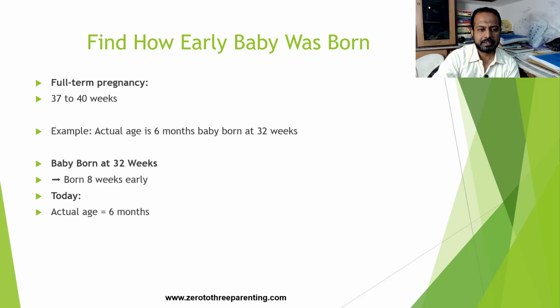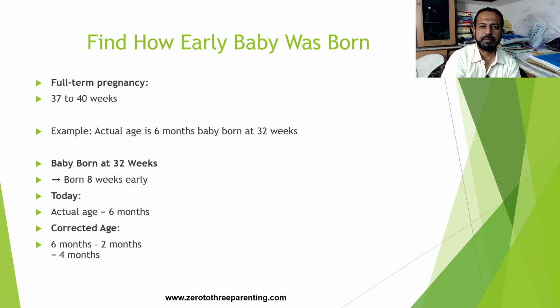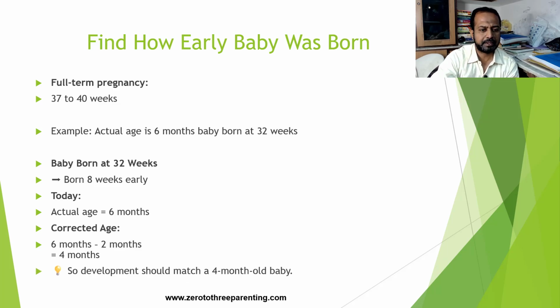Today the actual age is 6 months. The corrected age is 6 months minus 2 months, so the corrected age of the child is 4 months. You only have to compare milestones for a 4 months old child, not with a 6 months old child. Then these preterm babies are going to perform milestones at this level.